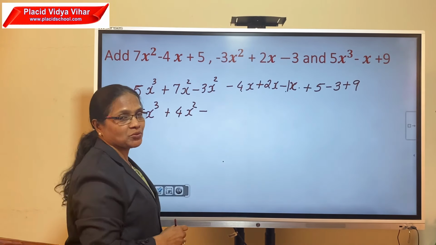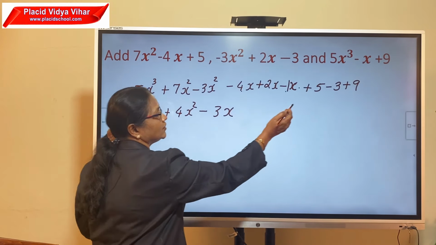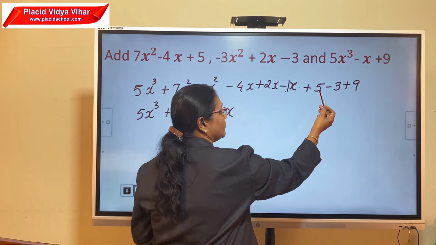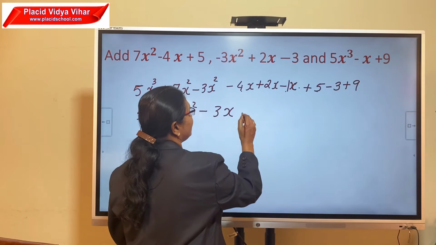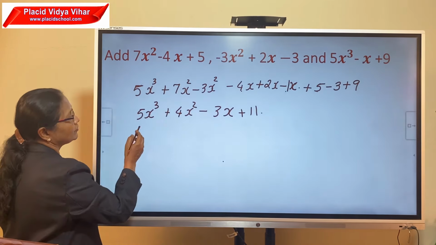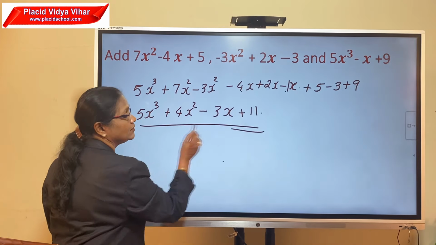Negative 5x plus 2x, that means 2 minus 5 equal negative 3x. Now the numbers, constants. 5 minus 3 plus 9. First of all, we can add 5 plus 9. 5 plus 9, 14. 14 minus 3, that is positive 11. Here the answer is 5x cube plus 4x square minus 3x plus 11.